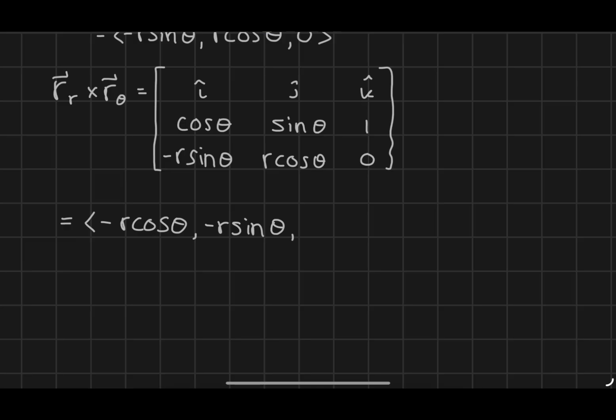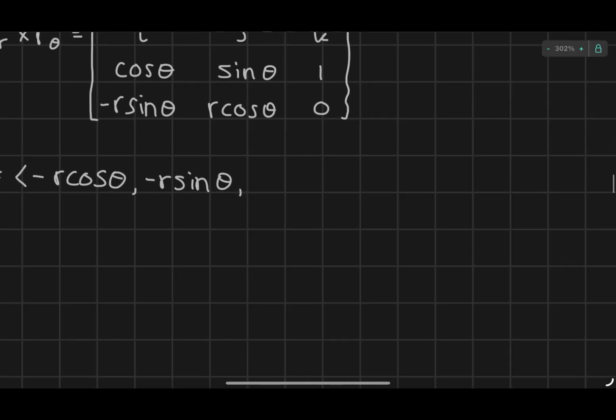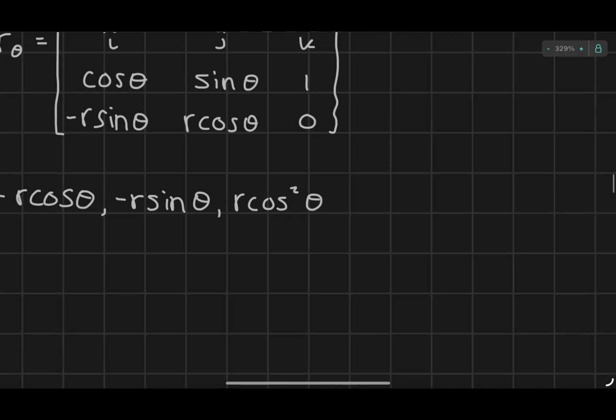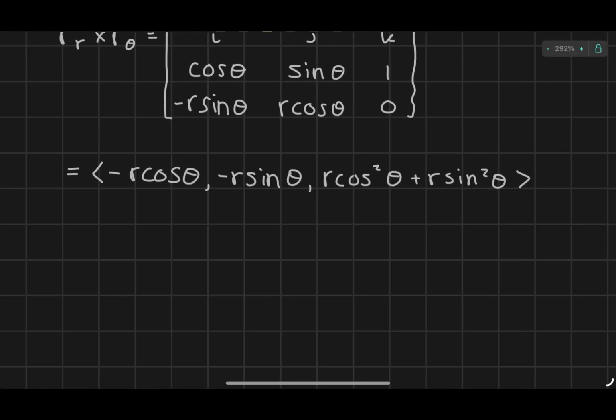And finally, for our k component, we are going to have cosine theta times r cosine theta minus sine theta times negative r sine of theta. We'll write this one out all the way so that we can use an identity perhaps. That is our cross product there.